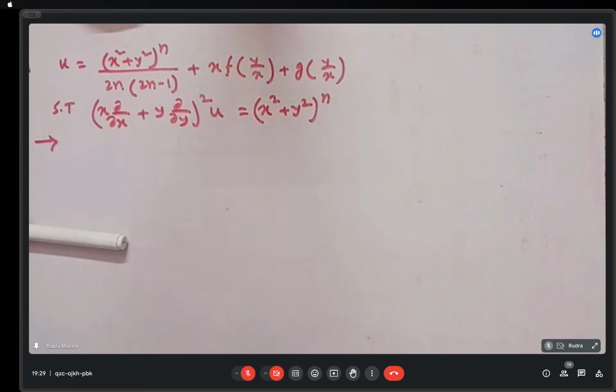Please, students, try this sum yourself. Just 1 minute, 2 minutes. I am coming. Try to do it.